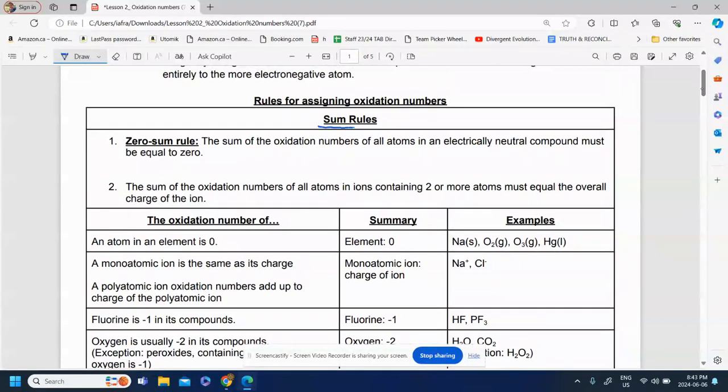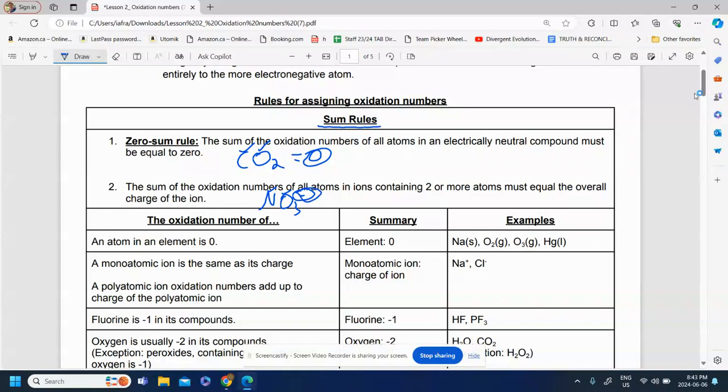The sum rules are the most important ones. The zero sum rule essentially means suppose you have a compound like CO2 with no overall charge, meaning zero. The oxidation numbers of each element must add up to zero. So they might each have different oxidation numbers, but they must add up to zero. But if you have a substance with a charge, like let's say NO3 minus, like -1, then when you add the oxidation numbers of each element together, they must come up to the overall charge of the substance, which is -1 in this case. So if there's no charge, make sure they add up to zero. If there is a charge, make sure they add up to that charge.